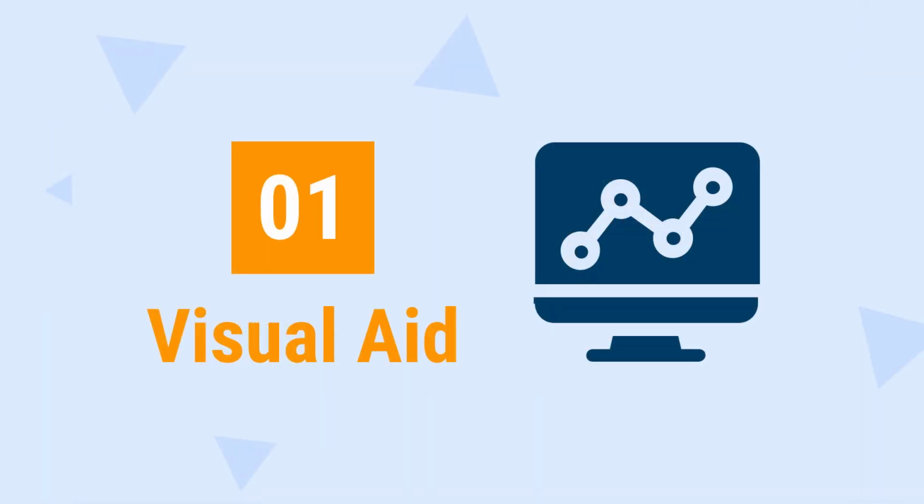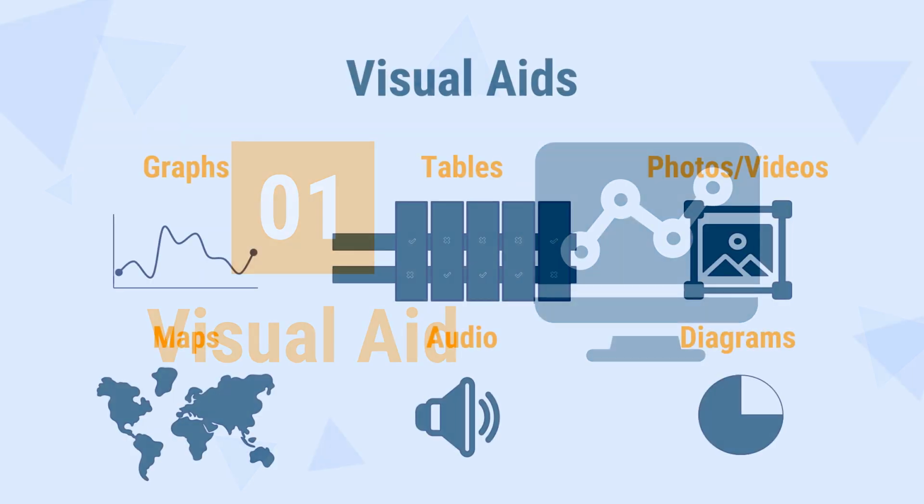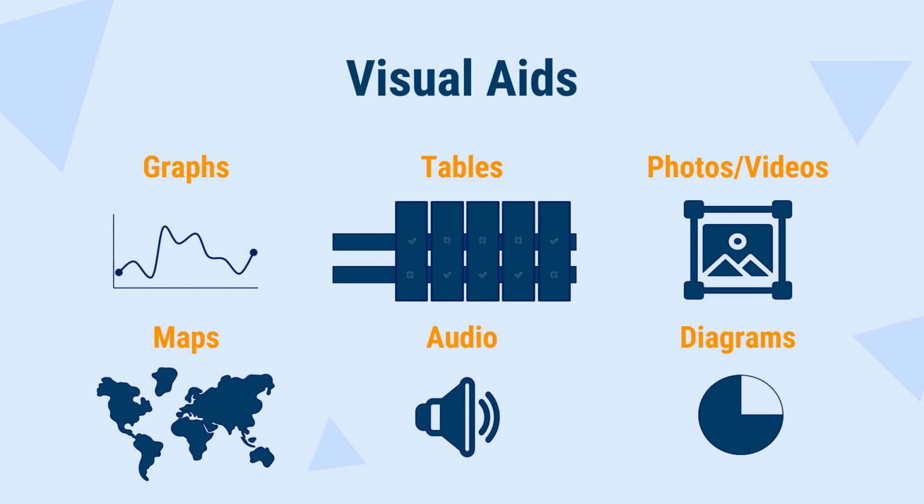So let's first get into what visual aid is. Visual aid, by definition, is an illustrative matter to supplement written, or in our case, spoken information. This can be done in many different ways. There's examples here: graphs, tables, photos, videos, maps, audio, diagrams, but these are just some really simple things that I thought of in about 2 minutes.